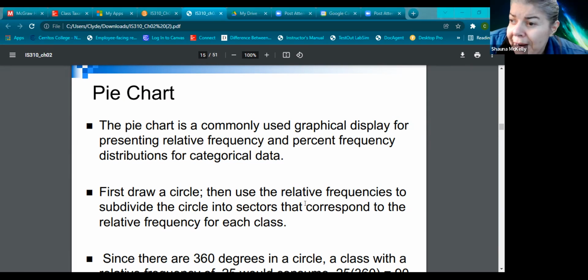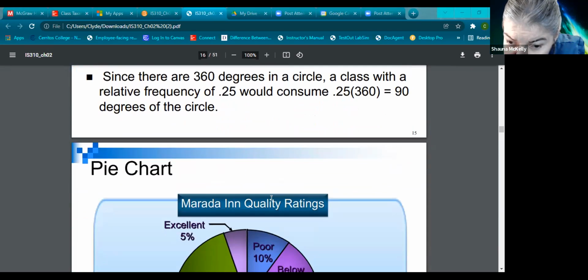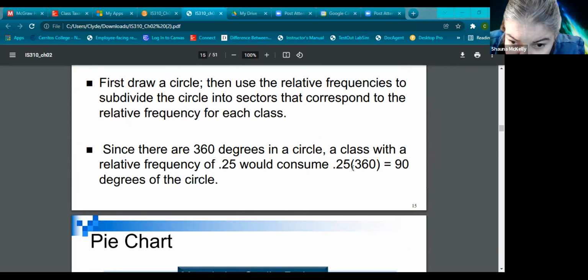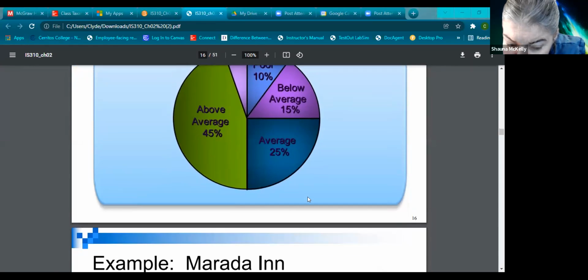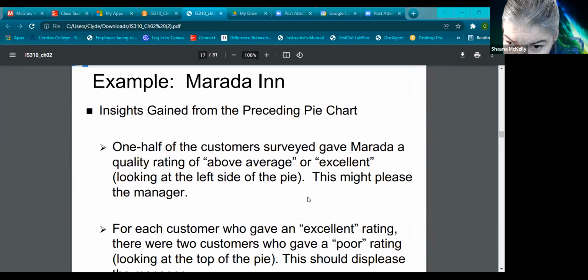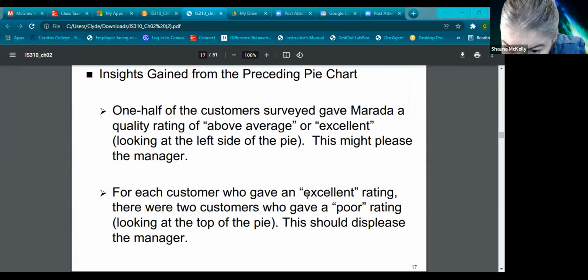That's one of the reasons why there's such a big emphasis on knowing what the types of data are, because some of these chart types are only appropriate for certain types of data. Okay. Then it gives you a little bit of information about how to draw it, figure out how many degrees there are. So that's just kind of how that works. And here's an example of a pie chart. Okay, so then here's more information about the bar chart.